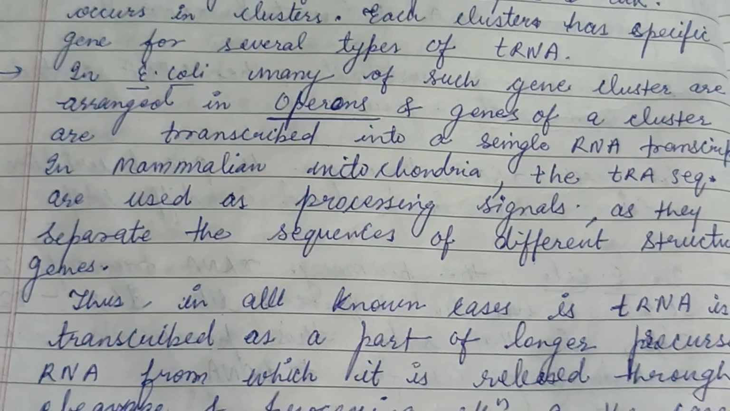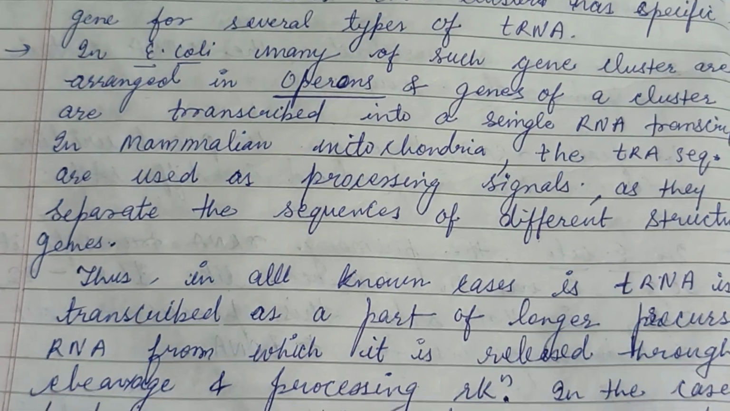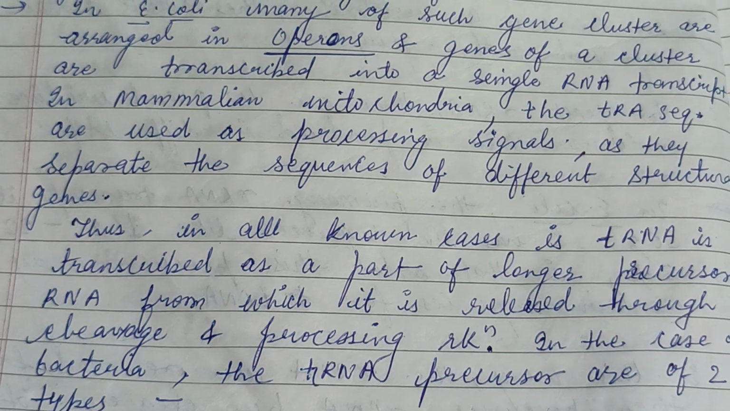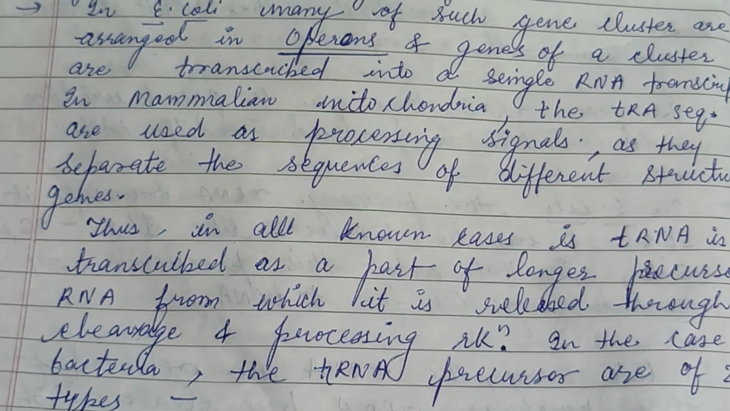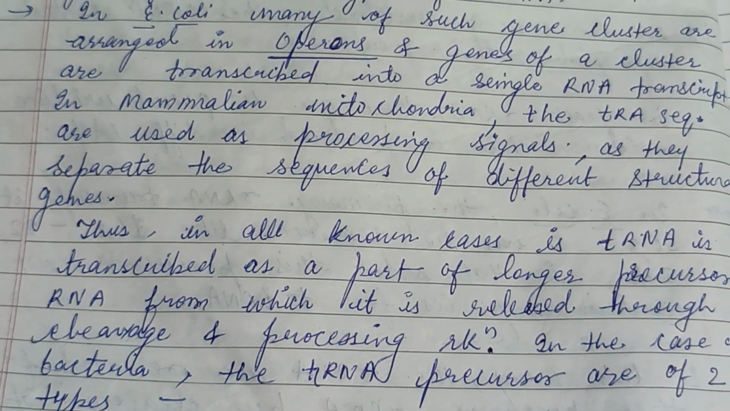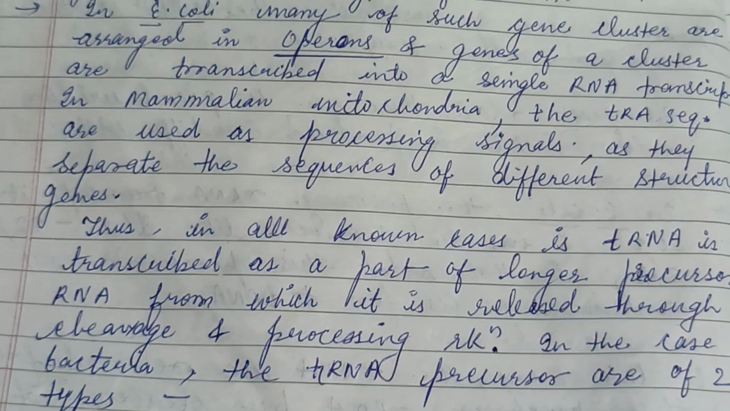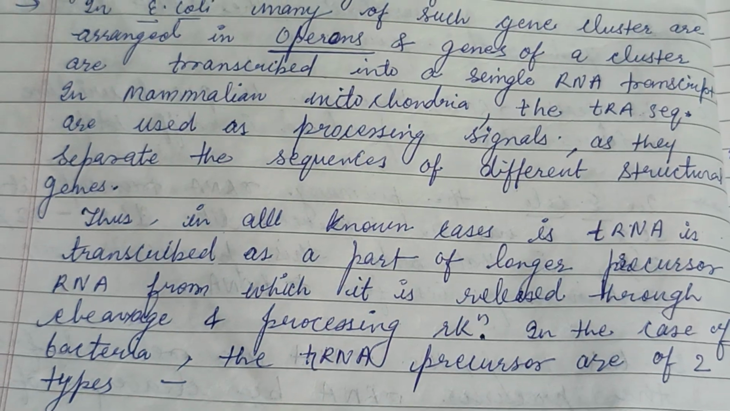So in case of E. coli, many of such gene clusters are arranged in operons, and genes in a cluster are transcribed into a single RNA transcript. And in mammalian, that is eukaryotes, the mitochondria, the tRNA sequences are used as processing signals as they separate the sequences of different structural genes.